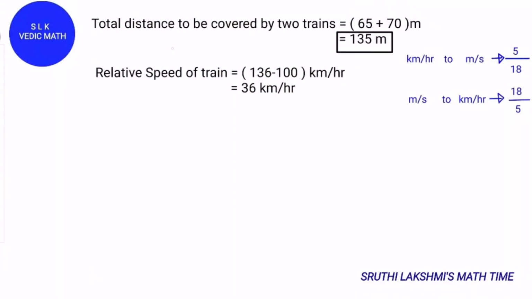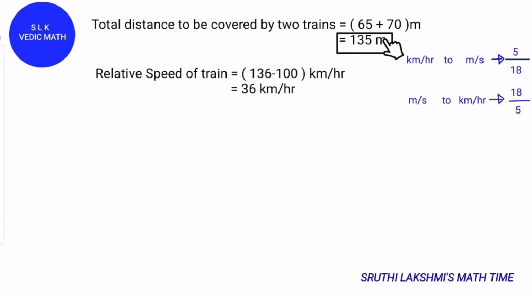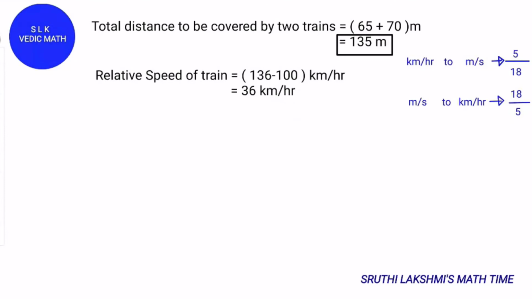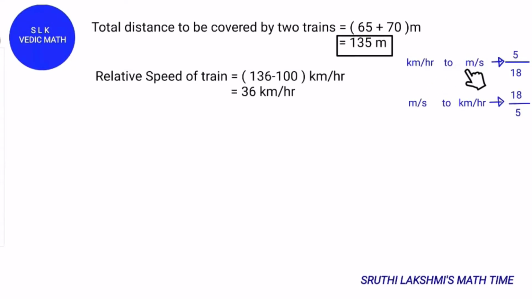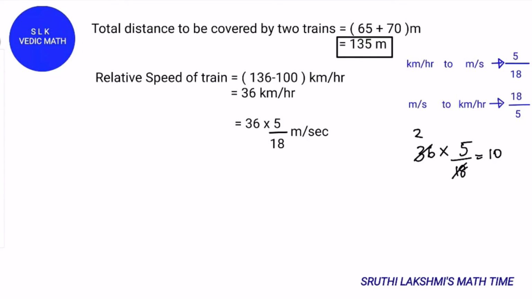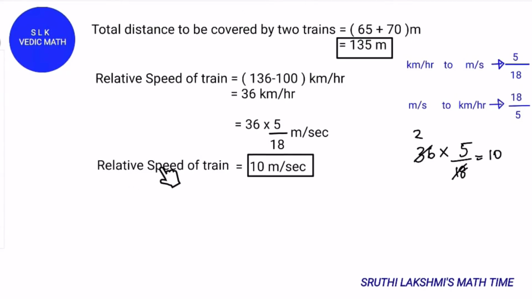The total distance to be covered by the two trains is 135 meters and the relative speed of the trains is 36 km per hour. So we have to convert this kilometer per hour to meter per second. When we convert kilometer per hour to meter per second, multiply by 5 by 18. So 36 into 5 by 18 meter per second. When we simplify this, we get 10. So the relative speed of the trains is 10 meter per second.